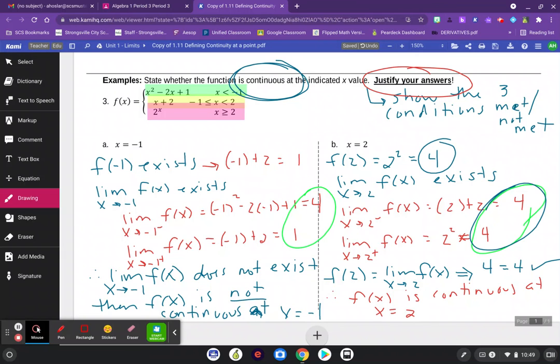All right, so you're going to use this information to help you complete your Delta Math assignment. And if you have any questions, feel free to ask me in class.